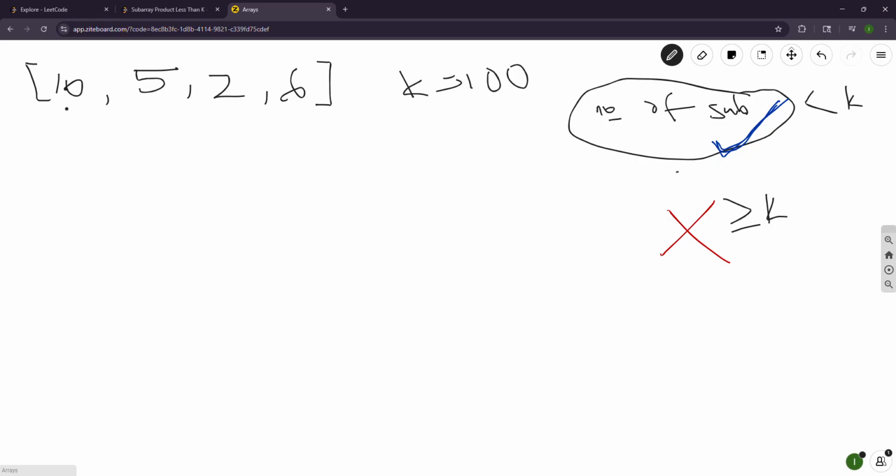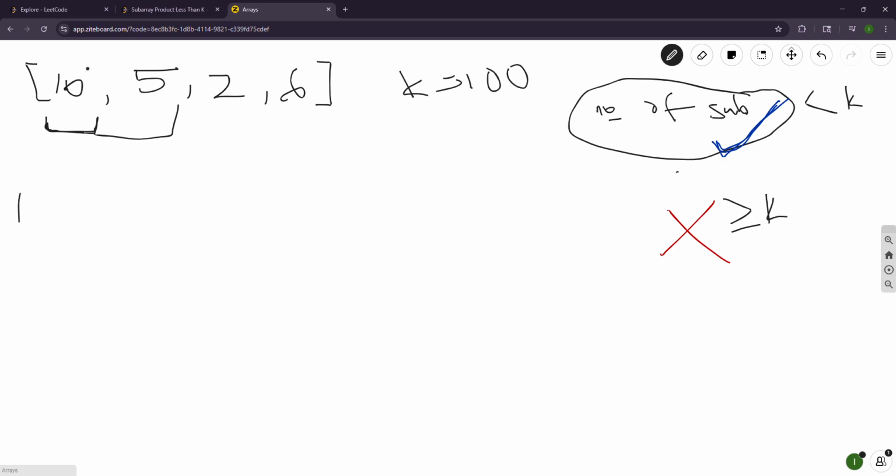So let's start. When you start with 10, 10 will be a valid subarray, and you only have one subarray here. So this will be 10. If we add 5, it will be 50, so we have 10 times 5, which is 50. This is also a valid subarray. The first subarray has a length of 1, and it has just one element.